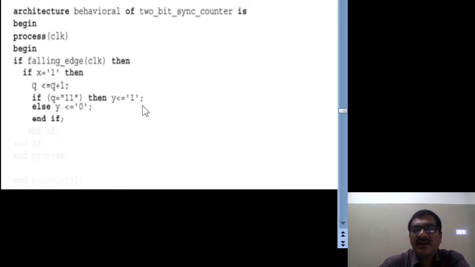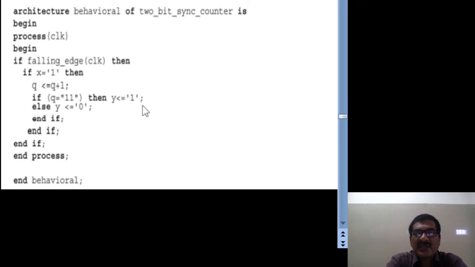Okay, suppose else means if x value is 0, what will happen? It maintains same state and Y value is 0. Okay, so like that you can get the output. So finally end process and architecture name. Okay, so this is the program for up counter.